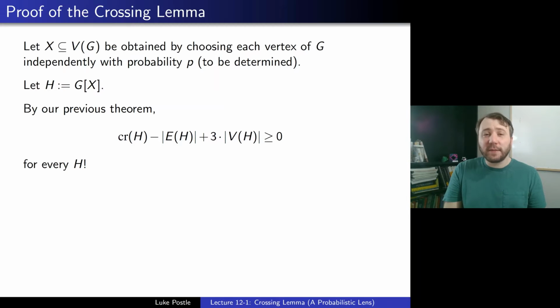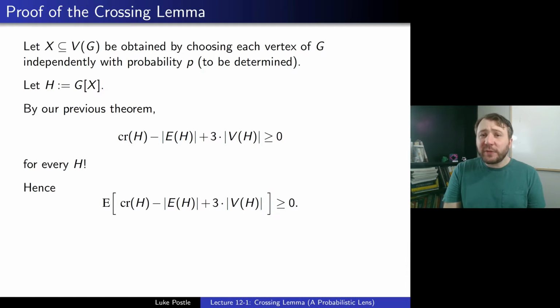Plus 6, don't care about the plus 6. I'll rewrite it as the crossing number of H minus E plus 3 times V of H is at least 0. And this holds crucially for every H. So no matter what random subset I get, I always get this bound, that this formula is always at least 0. So why is that useful? Well, then it means that the expectation of that random variable is always at least 0.